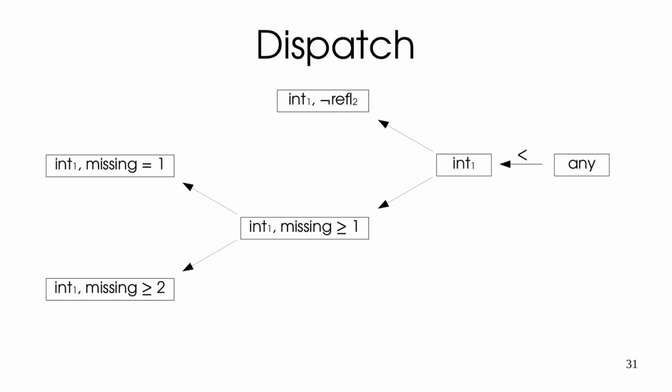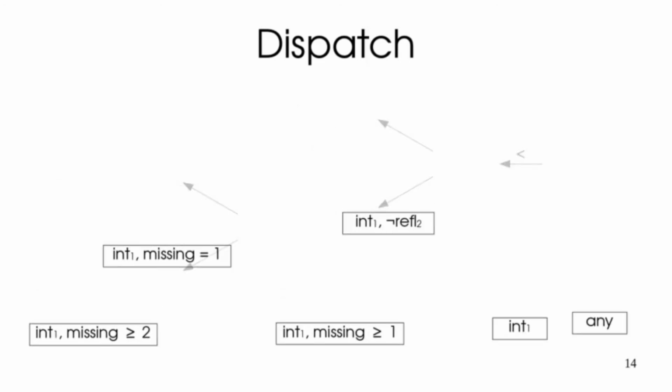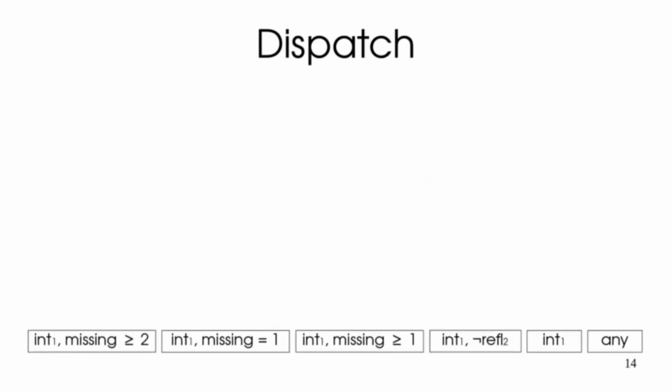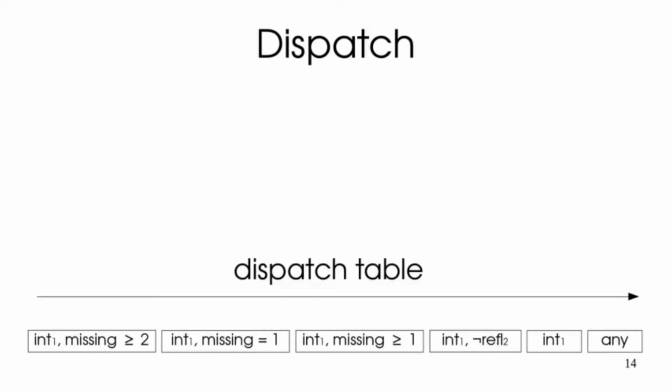Now, given a current context, the question is how should we pick one of these versions? The solution to that is to extend this partial order to linearize it to any compatible total order. Like so. Now what we generated is a dispatch table that we can search from left to right for the first matching entry. And this will be the version that we dispatch to.